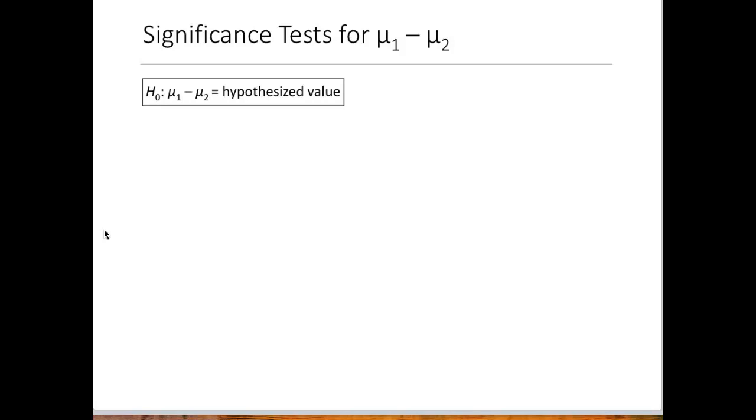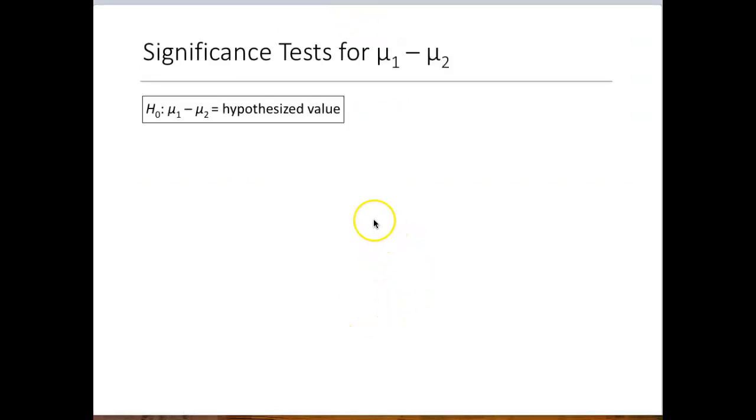So our null hypothesis is going to be that the difference between, oh, this isn't catching up, huh? The difference between the two means is some specified hypothesized value. Now, oftentimes we're just interested if there is a difference in two means, in which case the null hypothesis is just that mu1 minus mu2 is 0, or equivalently that mu1 equals mu2, right?